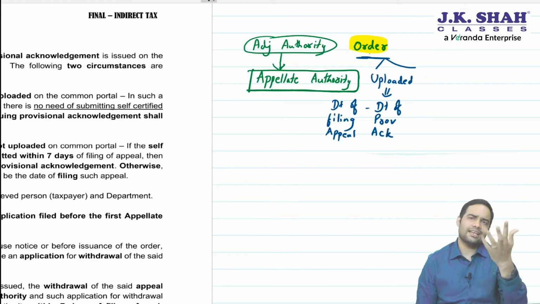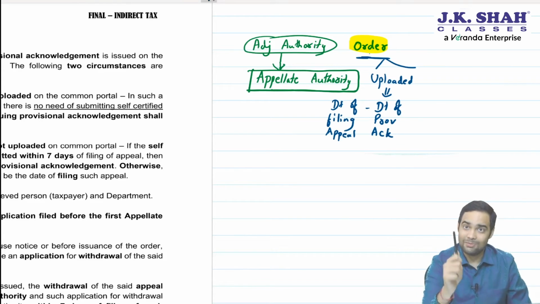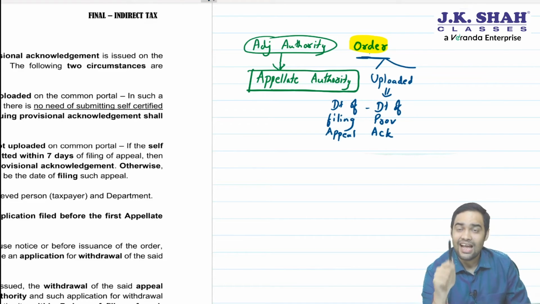Sir, what is the relevance of date of filing the appeal? People, there are time limits. Appeal has to be filed within the time limit. If you don't file the appeal within the time limit, then you have to apply for condonation. And that's why date of filing the appeal is an important date, because there are timelines.